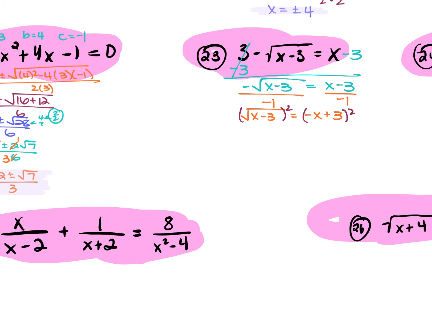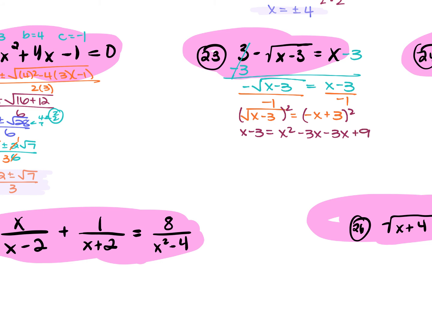This cancels out the radical on the left side to leave you with x minus 3. That -x plus 3 times -x plus 3 is what you'll do there. So -x times -x is positive x squared. -x times 3 is -3x. 3 times -x is -3x. And 3 times 3 is 9.